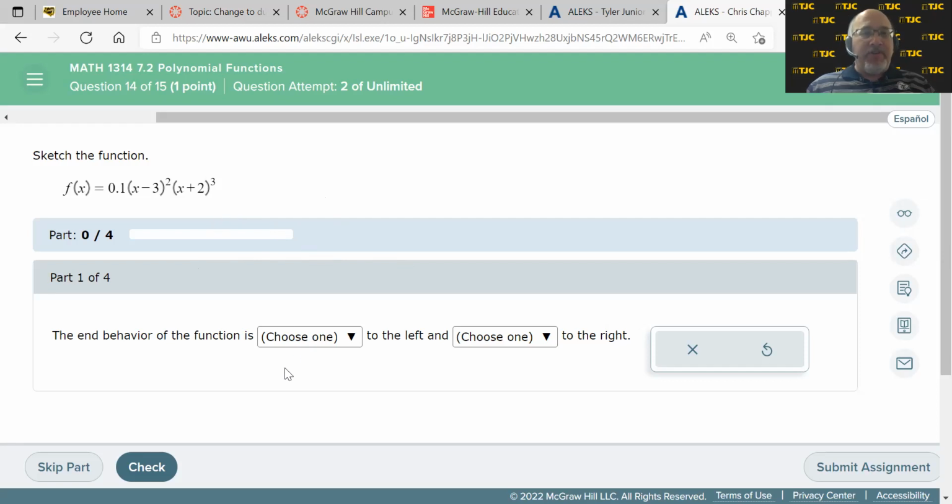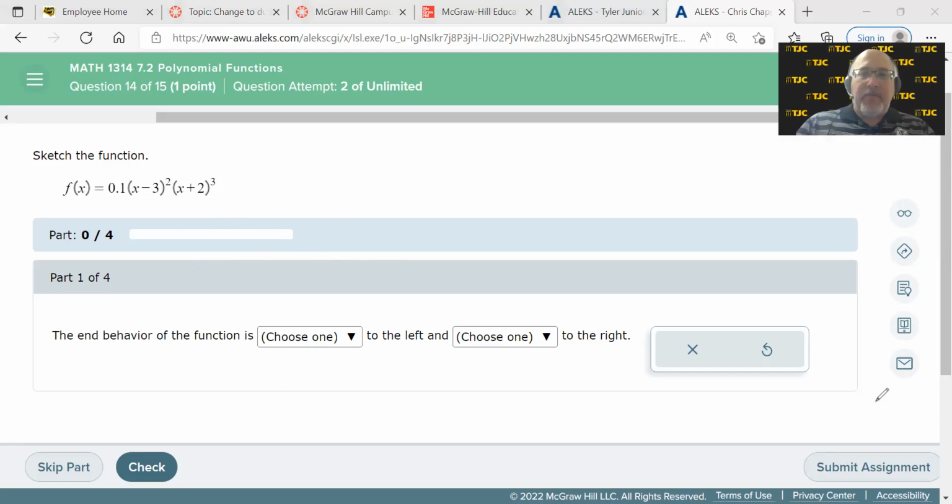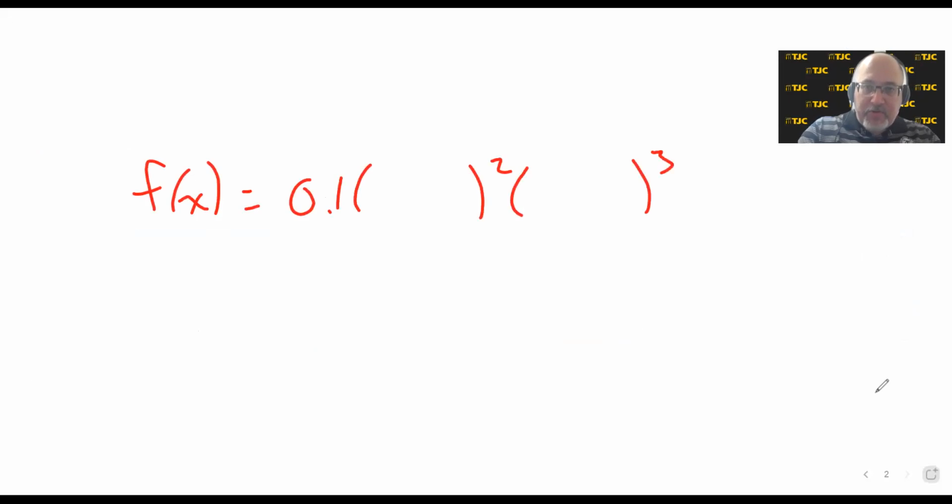Without going into all the details, which is a lie, I'm about to go into all the details, just looking at the function one last time. We're given this function, f of x equals 0.1, and then we have something squared and something cubed. The something squared is x minus 3. The something cubed is x plus 2.